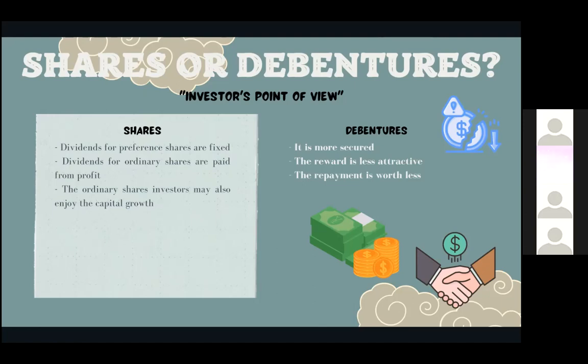The debentures. The investor knows that the debenture is more secure than the shares. However, if the interest rates in the company increase, the rewards are less attractive. Another disadvantage is that the repayment is worth less. It happens when the debenture is repaid, it will be worth less than the original investment owing to inflation.